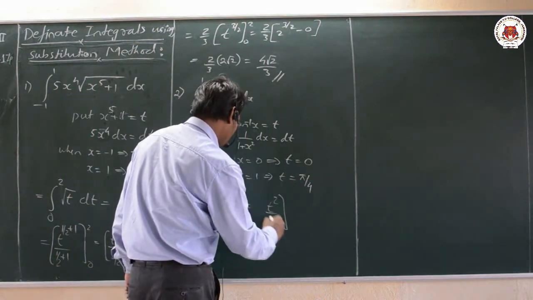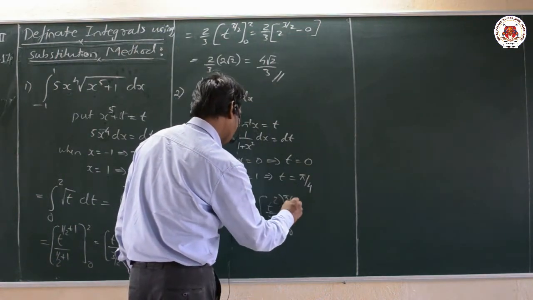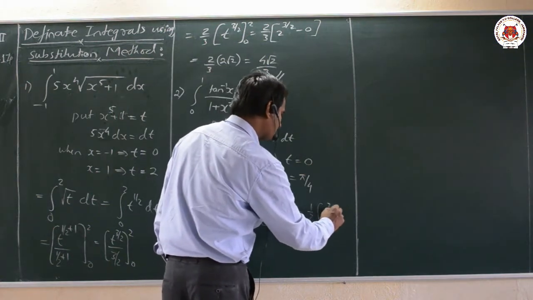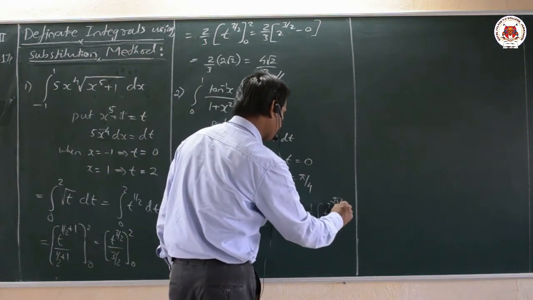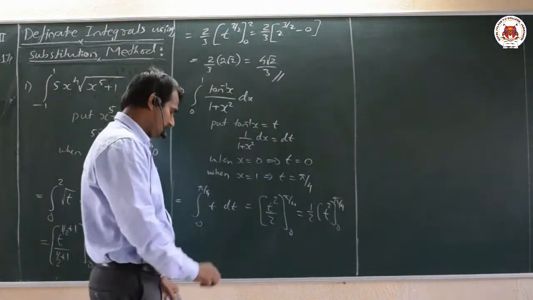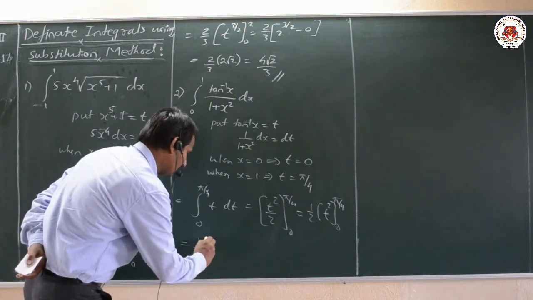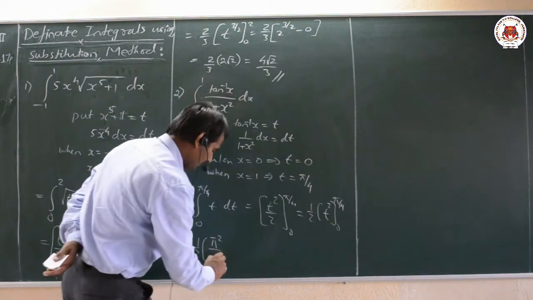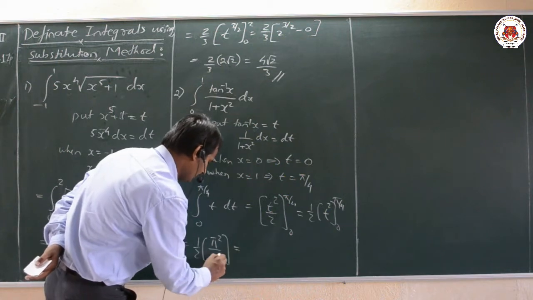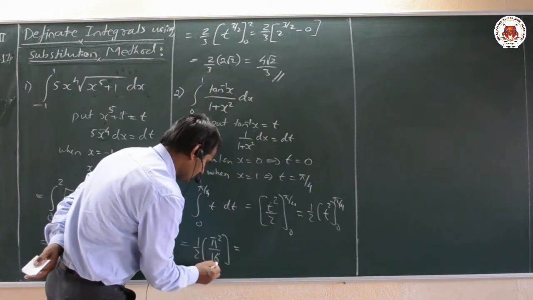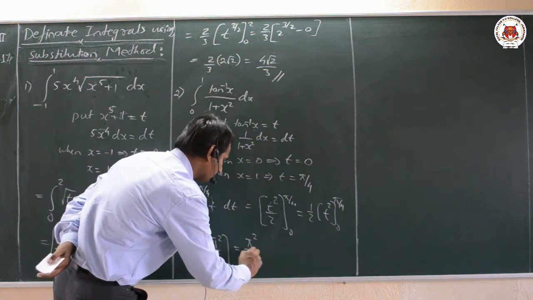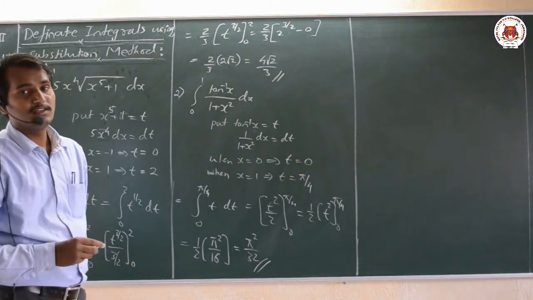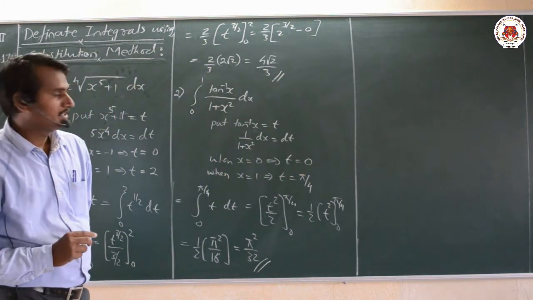T square by 2 between the limits 0 to pi by 4. If I take 1 by 2 outside, t square from 0 to pi by 4, which is equal to 1 by 2 times pi square divided by 16, since 4 fours are 16. The last answer will be, 16 twos are 32, pi square divided by 32. That is your required answer, a very simple and easy example.